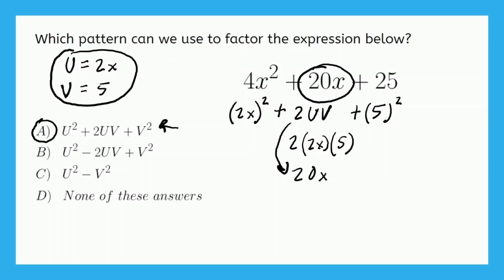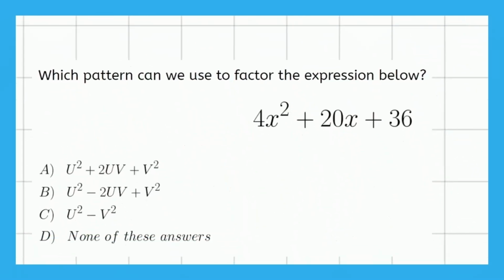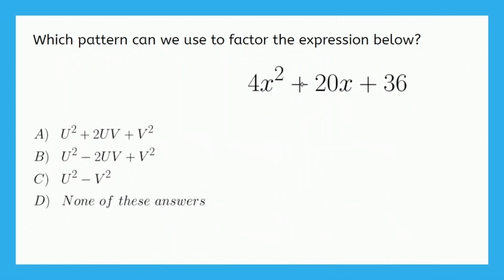Now this next example is very similar. So this one is 4x squared plus 20x plus 25. And this next one is 4x squared plus 20x plus 36. So we already know that we have two pluses, so the candidate answer is A. Now we want to make sure that A is the answer because we don't know yet, because this expression is a little bit different. So we're going to write over here, we already know that U is 2x, and V is going to be the square root of this part of the expression. So the principal square root of 36 is 6. So V is going to be 6.